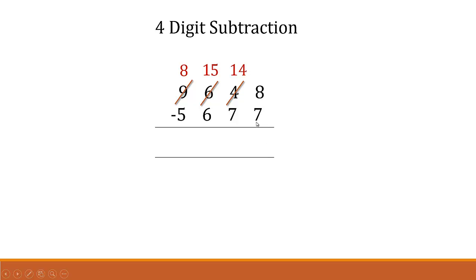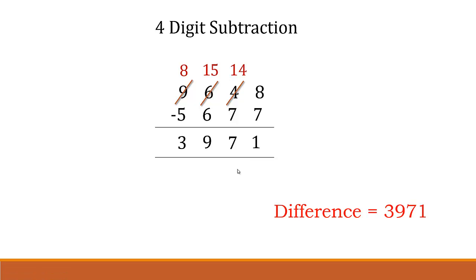Now let us do the subtraction. 8 minus 7 is 1, 14 minus 7 is 7, 15 minus 6 is 9, and 8 minus 5 is 3. So the difference is 3,971. The same concept is applied for bigger numbers too. You can try with 5 and 6 digit numbers for practice.